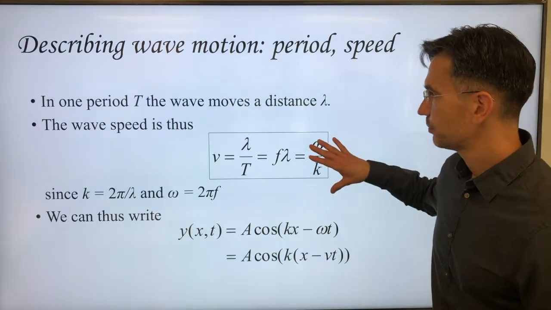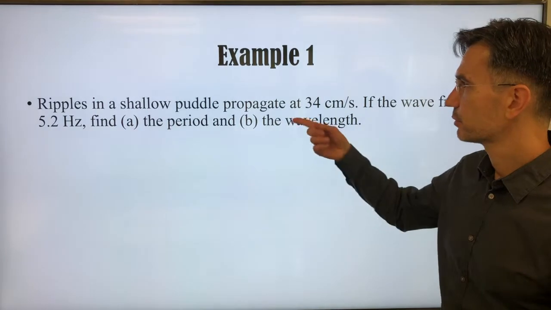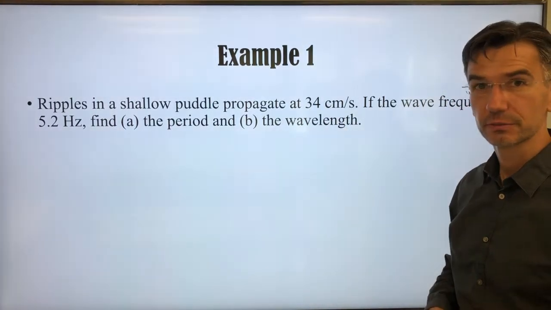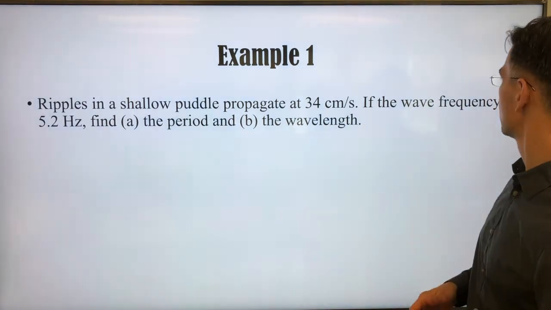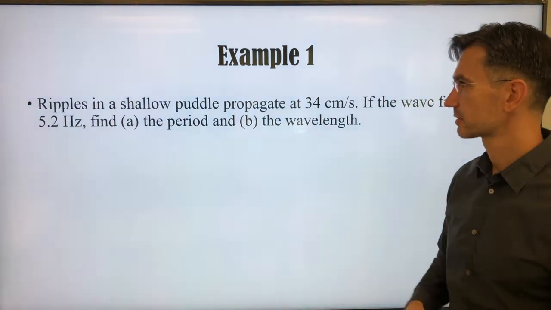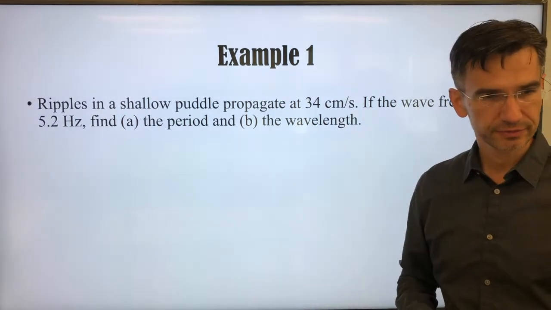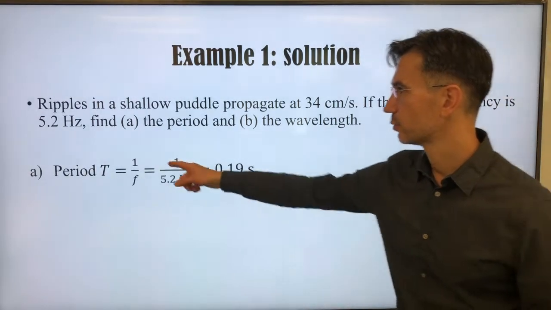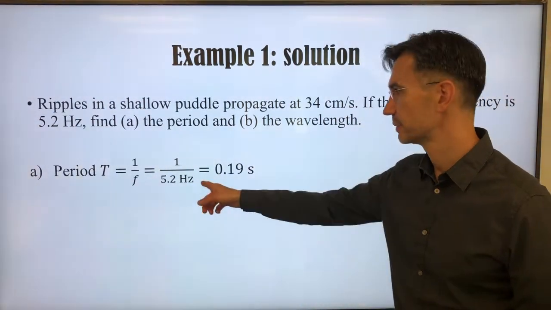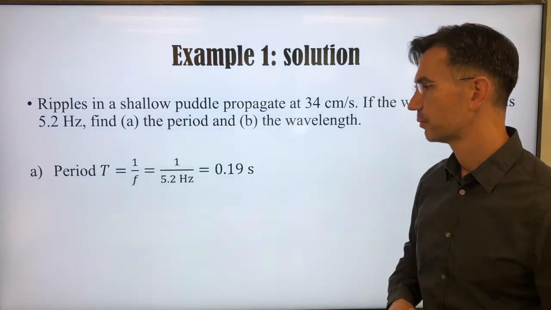So let's put these expressions into an example. We have ripples in a puddle that propagate at a speed of 34 centimeters per second. So this is our wave speed. If the wave frequency is also known, 5.2 hertz, find 1) the period and 2) the wavelength. So very simple stuff. The period is 1 over the frequency, so 1 over 5.2 hertz, hertz being second to the minus first power. So this is 0.19 second.